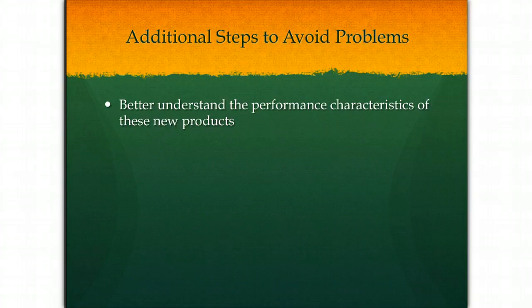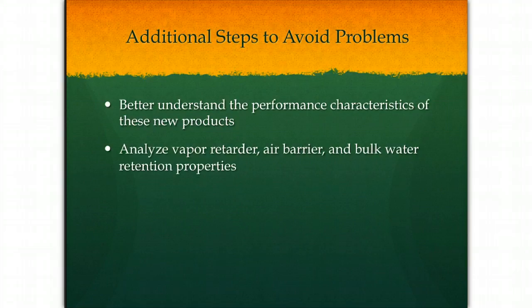As with any product, but more so with new products, the performance answers may not be found in the product data sheets, but may require experiments and mock-ups to determine their performance. This type of evaluation may be beyond the scope and expertise of the design team, but it should nevertheless be implemented. Analyze the vapor retarder, air barrier, and bulk water retention properties to better understand where the material should be placed, if at all, within the wall system.